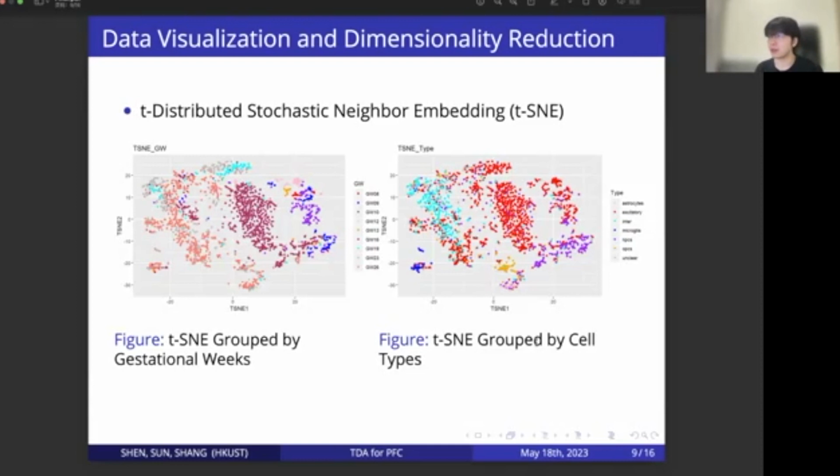However, none of the graphs of all these 3 methods exhibits a clear trajectory of development. It's a weakness of these 3 methodologies.